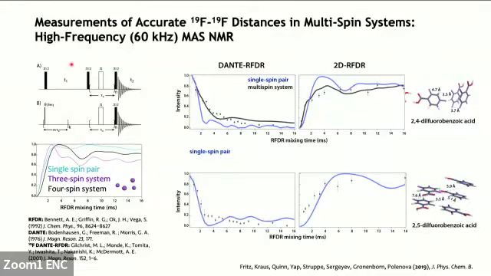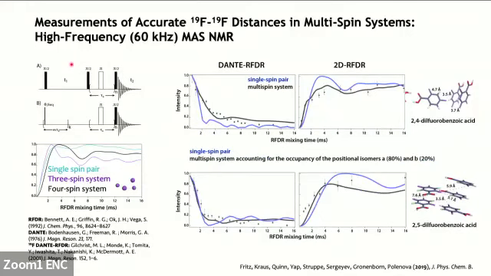Let's look at 2,5-difluorobenzoic acid, a slightly more complicated case. Again, single spin pair simulation fails. But if we do multi-spin system simulation, and here you have to also account for the effect of the positional isomerism and the relative occupancies of those positional isomers known from the crystal structure, you can see that there is a nice agreement. All right, great, but you're gonna say that you guys know the crystal structures for each of those compounds, so what good does it do?